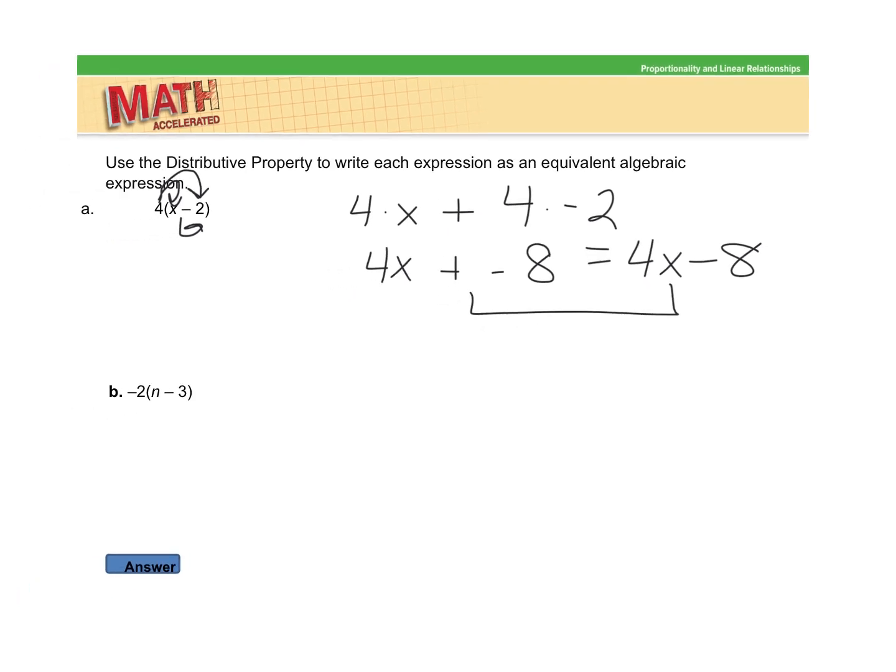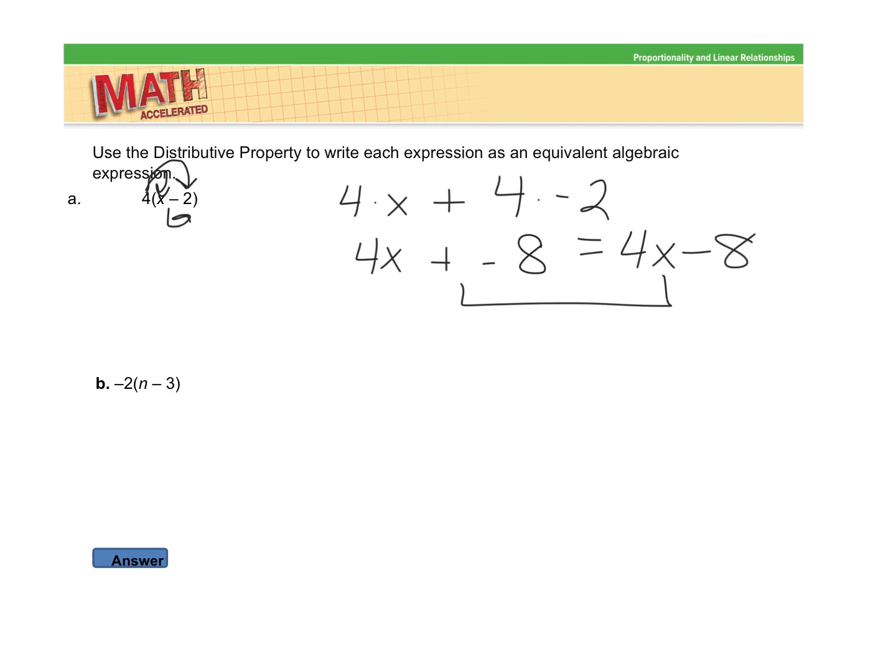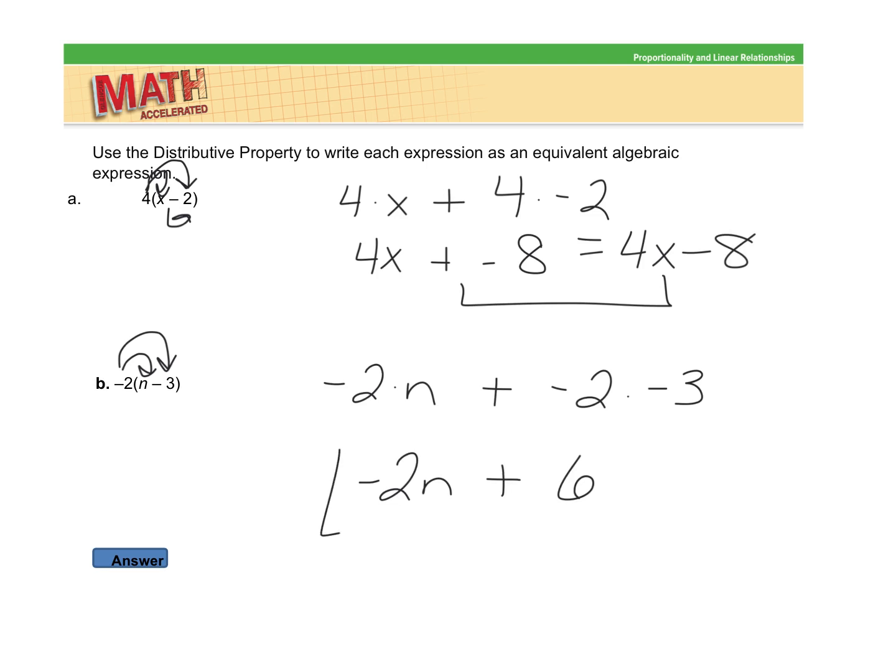Okay? What do we have to be careful with on B? Right, the negative 2 in front. When you're distributing that 2, the negative also goes with it. Yeah. So we have negative 2 times n, which is negative 2n, plus, what's the second thing I multiply? Negative 2 times negative 3, which we get positive 6. Yep, negative times a negative is positive. Okay? And then can I do anything with that? Can I combine those? No, leave that as your answer.